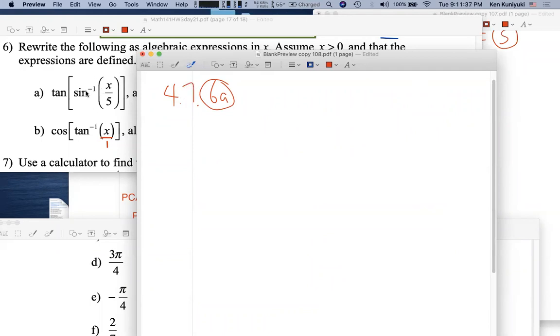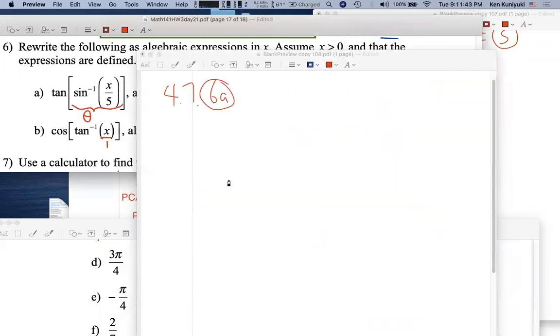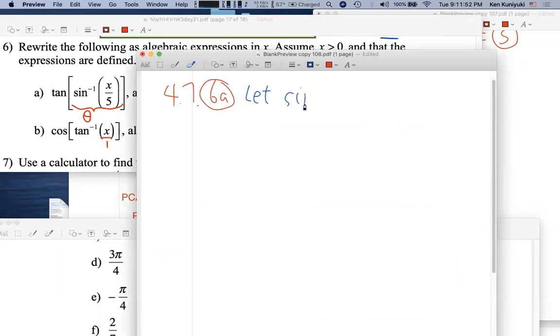So, okay, let's see this over here. A common trick is to let this be like an angle. So I'm going to let this be theta. Let inverse sine of x over 5 be theta. Of course, you can write it the other way around where you switch the sides, but I think the zigzag might be more apparent in this form.